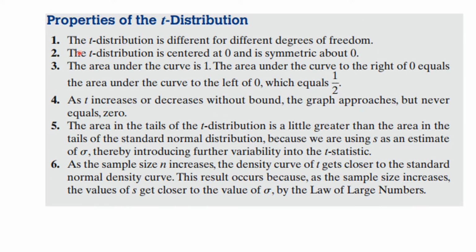And the t-distribution has a number of properties that are like the normal distribution. In fact, as n gets bigger and bigger, it gets very close to being the normal curve. It is symmetric, centered at 0, and symmetric at 0. And the area under the curve is 1, and since it's symmetric, the area under half the curve is 1/2. But the t-distribution is different for different degrees of freedom. And the area in the tail is a little greater than the area in the tail of the standard normal.